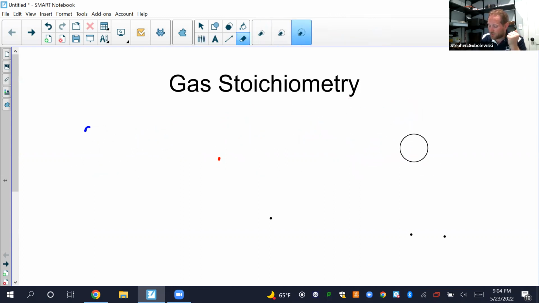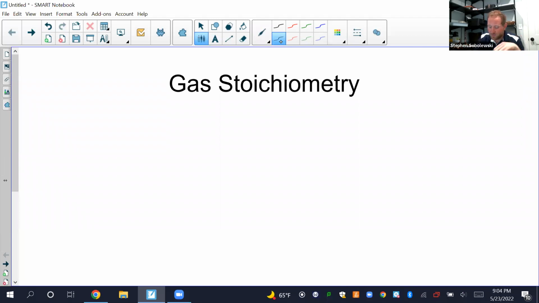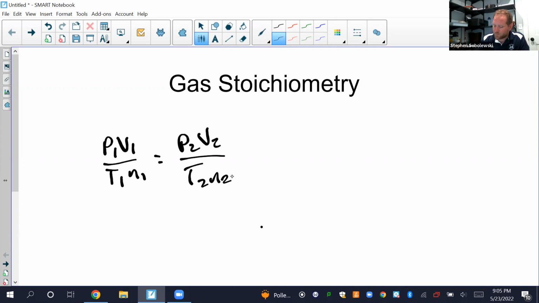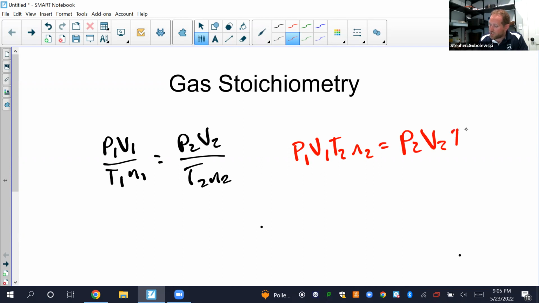You might come across the combined gas law. That's the ones and twos. Sorry, I said that wrong. That's when a gas is changing. So if you're heating a gas up, if you're shrinking a gas, if you're pressurizing a gas, that's when you're going to use the combined gas law. P1V1 over T1N1 equals P2V2 over T2N2. You can also write this without the denominators: P1V1T2N2 equals P2V2T1N1. Now with this gas law, there's only one rule you have to follow, and that's temperature must be in Kelvin. Any other unit is fine as long as it matches.